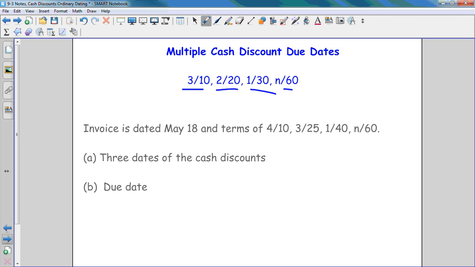Now, if you have that many, you have to figure out some dates. Because what if you get to the bill and you pay it on a certain date, you're like, okay, now which discount do I get? Well, how do I do that? Well, let's figure it out. The 4/10, okay, if my invoice is dated May 18th, 4/10, my 4/10 discount ends on which day? Yeah, May 28th. I have to take 18, add 10 days to that, and it's going to be due by May 28th.